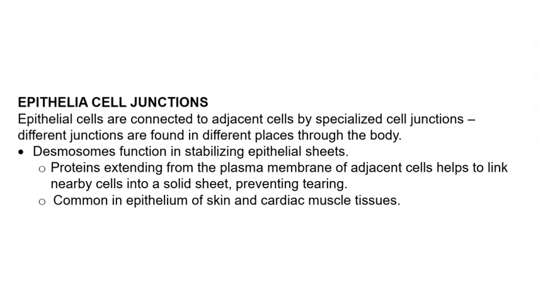And finally, we have desmosomes, and desmosomes function in stabilizing epithelial sheets. The proteins of desmosomes extend from the plasma membranes of adjacent cells, and those proteins that make up those desmosomes help to link the adjacent cells into a solid sheet, which helps to prevent tearing. This is a common cell-cell junction in the epithelial tissues that make up the skin, and they're also found in cardiac muscle cells as well.